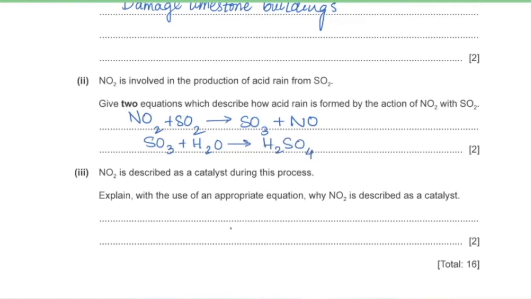Part 3, nitrogen dioxide is described as a catalyst during this process. Explain with the use of an appropriate equation why nitrogen dioxide is described as a catalyst. So nitrogen dioxide remains chemically unchanged in this reaction. When nitrogen dioxide is reduced to nitrogen monoxide, this nitrogen monoxide will again react with oxygen to form nitrogen dioxide, which proves that nitrogen dioxide remains chemically unchanged and is described as a catalyst during this process.